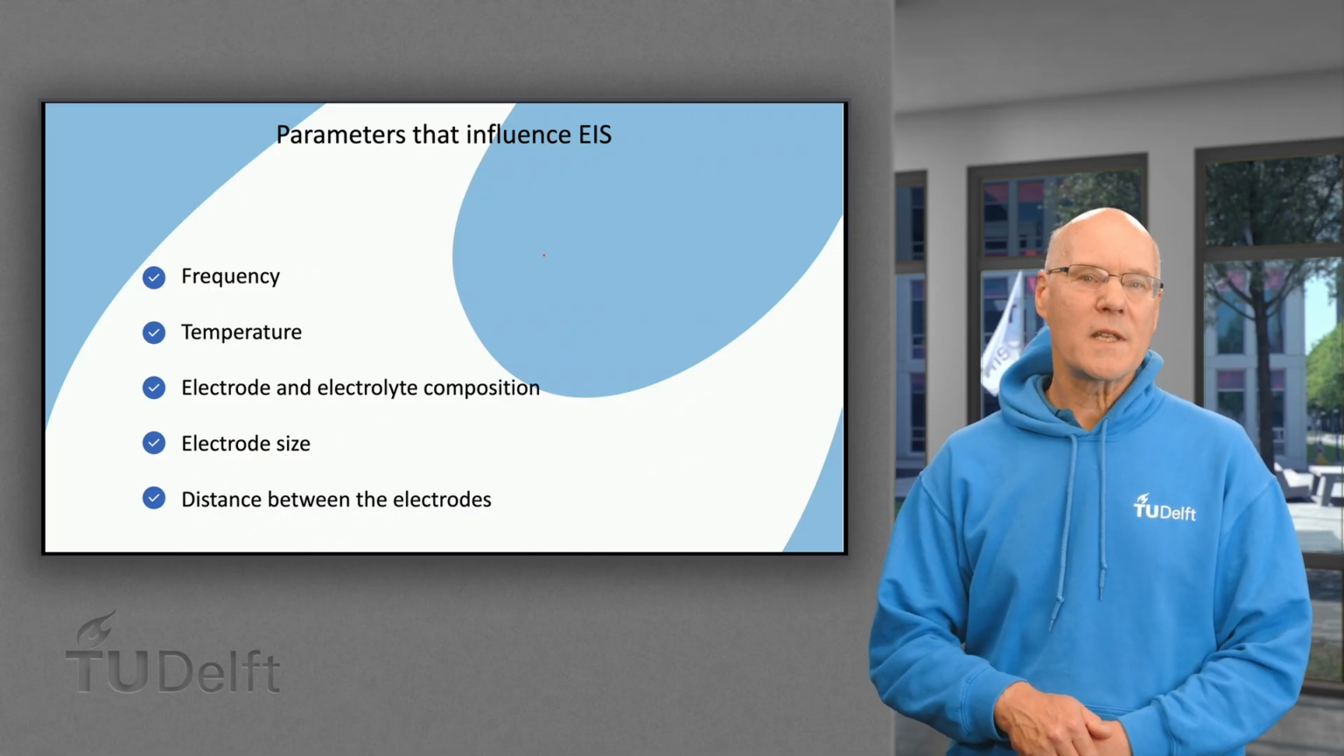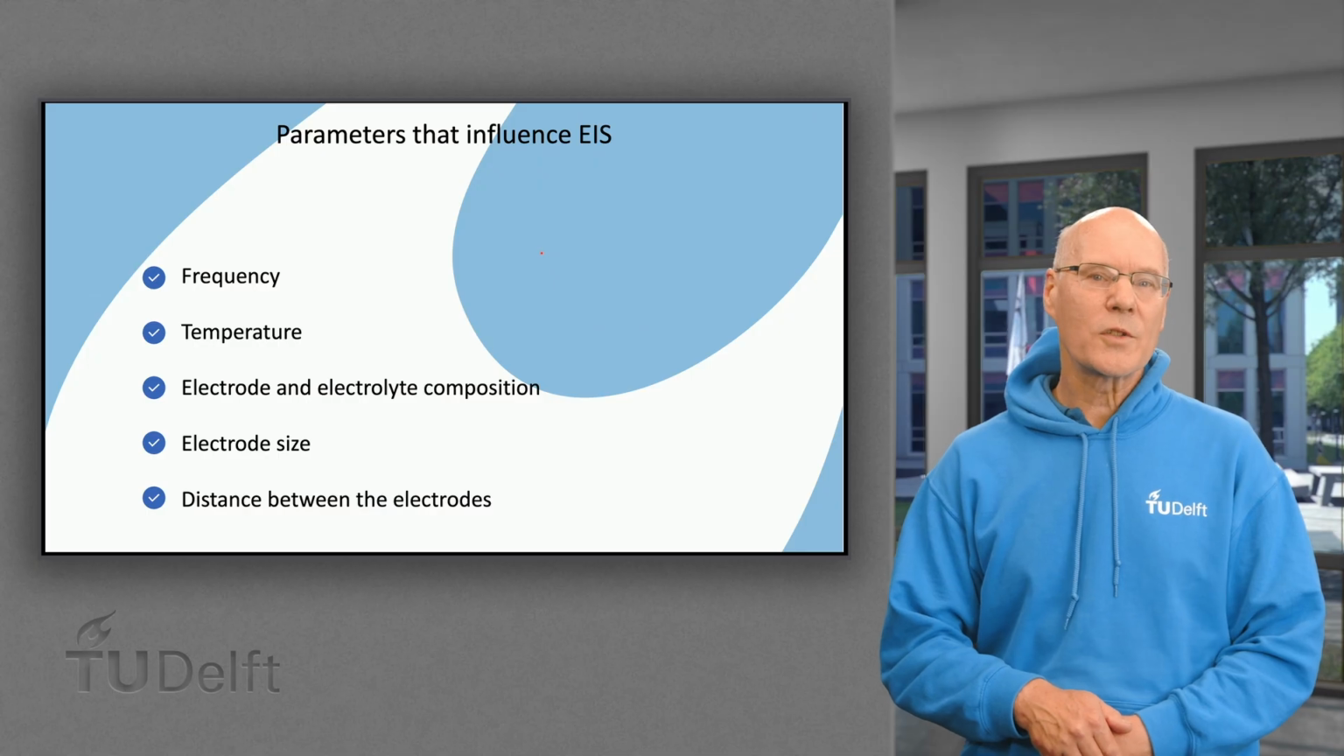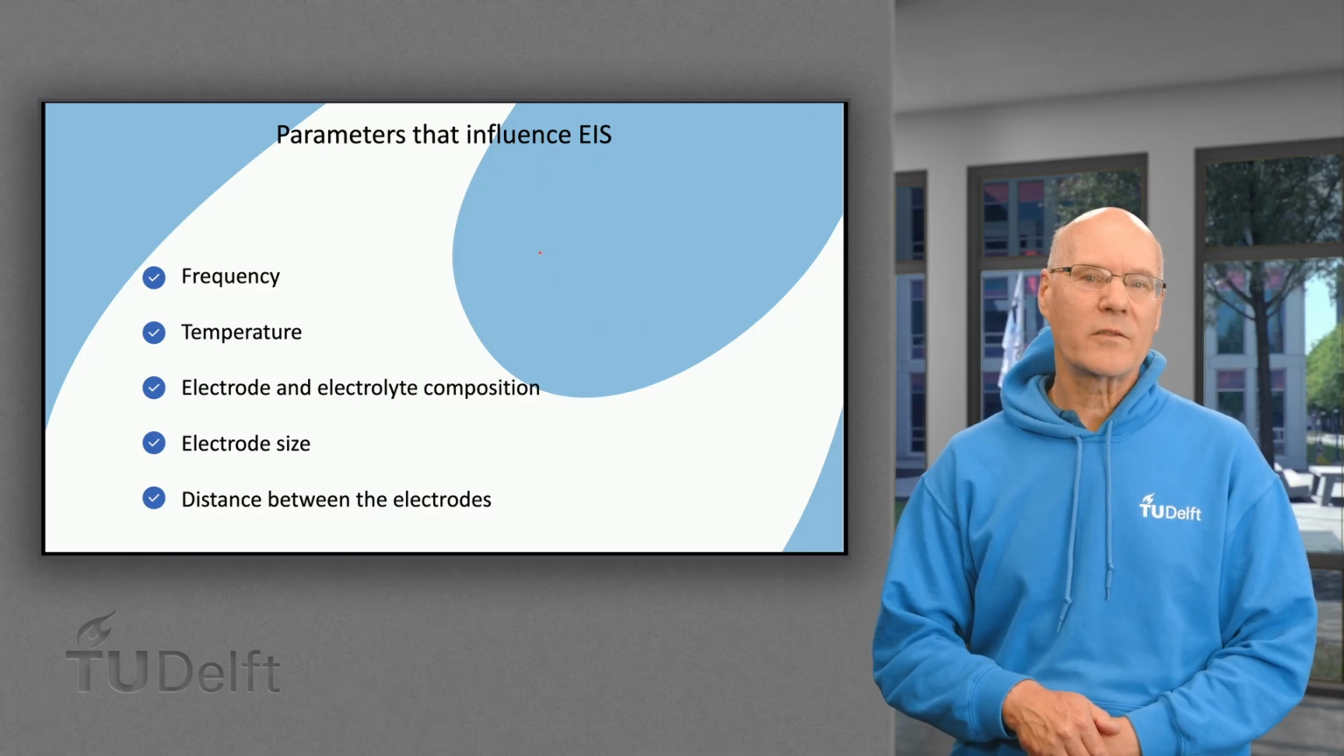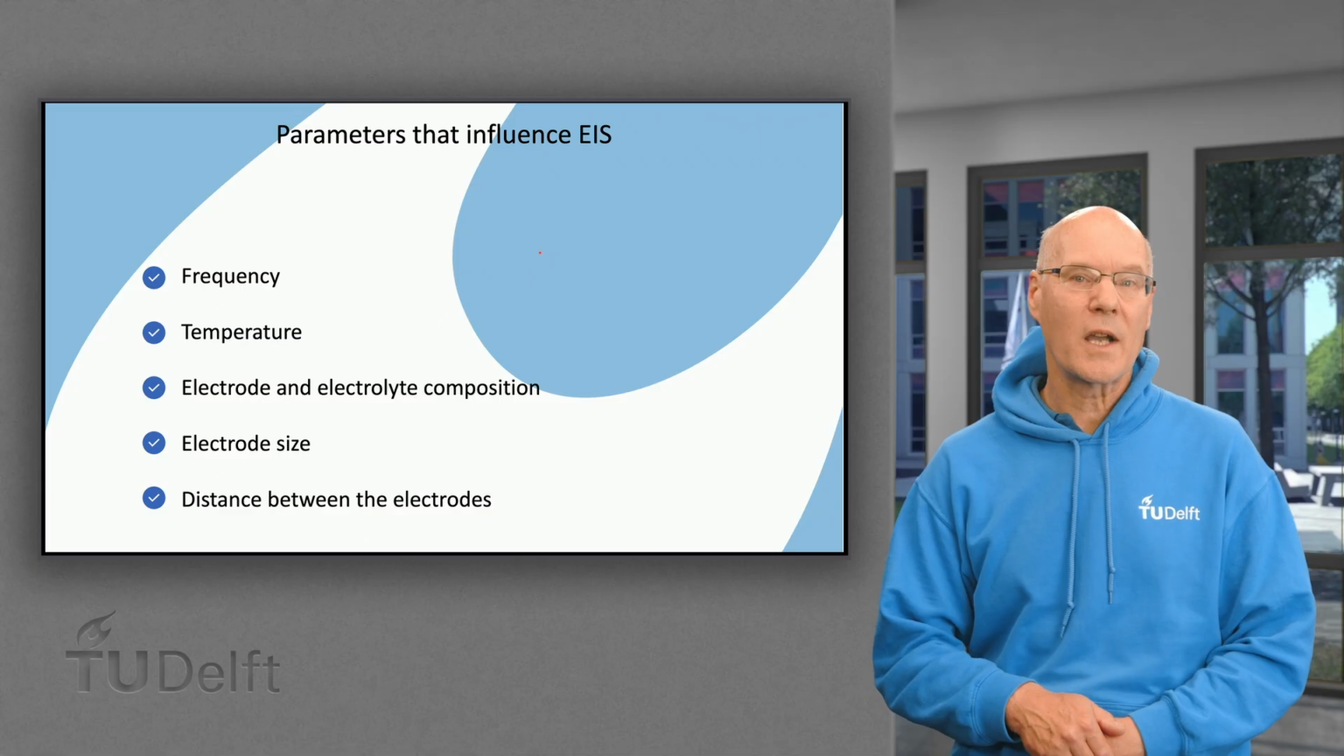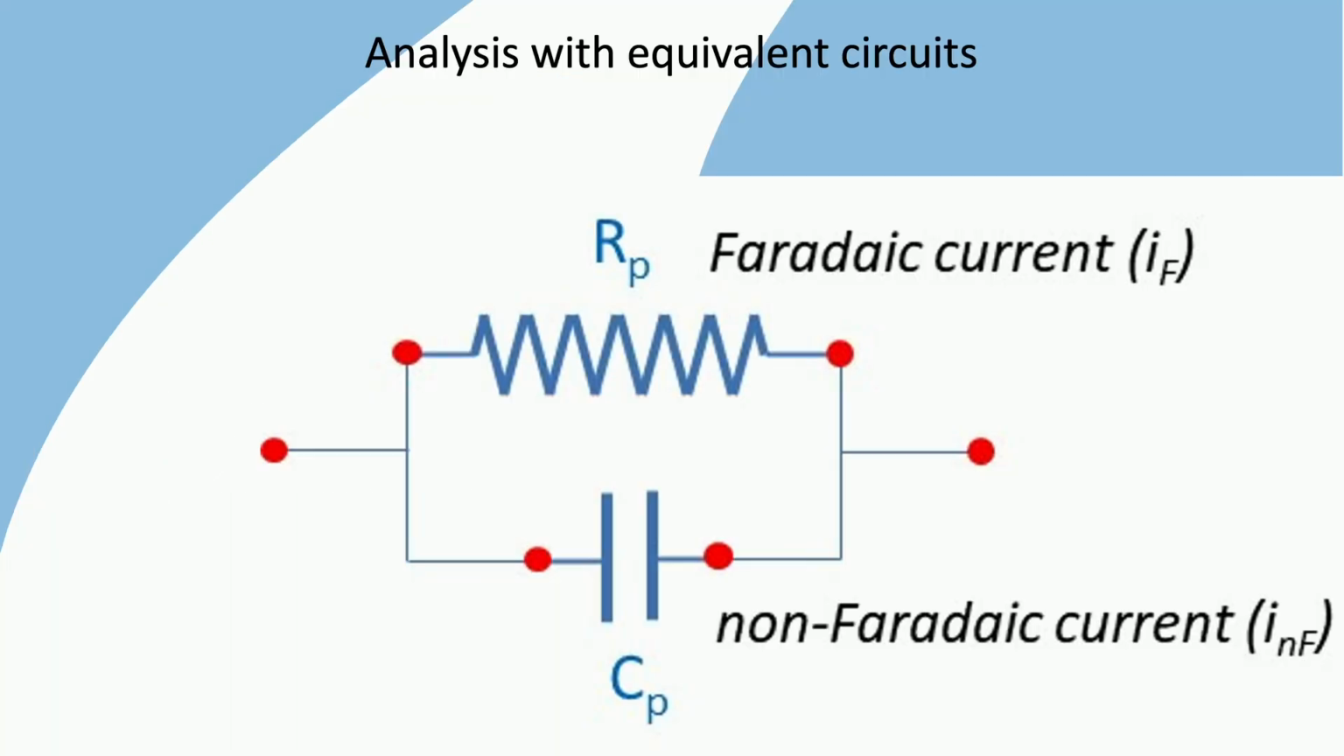Therefore, the frequency is an important parameter, but also temperature, electrode and electrolyte compositions, and electrode size and distance. The AC technique then allows in principle to separate between the electrode and electrolyte polarization effects by using a so-called equivalent circuit. Then by clever changing of the parameters, it would be possible to assign the various elements in the equivalent circuit to a certain physical or electrochemical process.